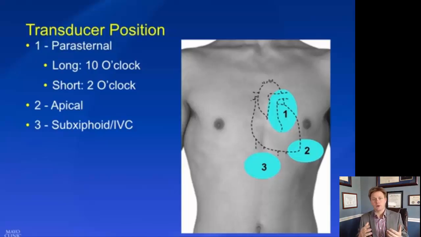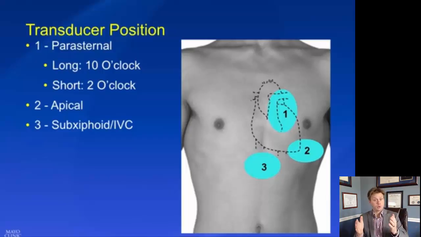Now, everybody's heart is going to be lying in a slightly different axis, so you may need to adjust your probe orientation slightly clockwise or counterclockwise, depending on how the heart lies in their chest. But you want to rotate until you see the heart in its longest axis possible, and that will be your baseline for the parasternal long.